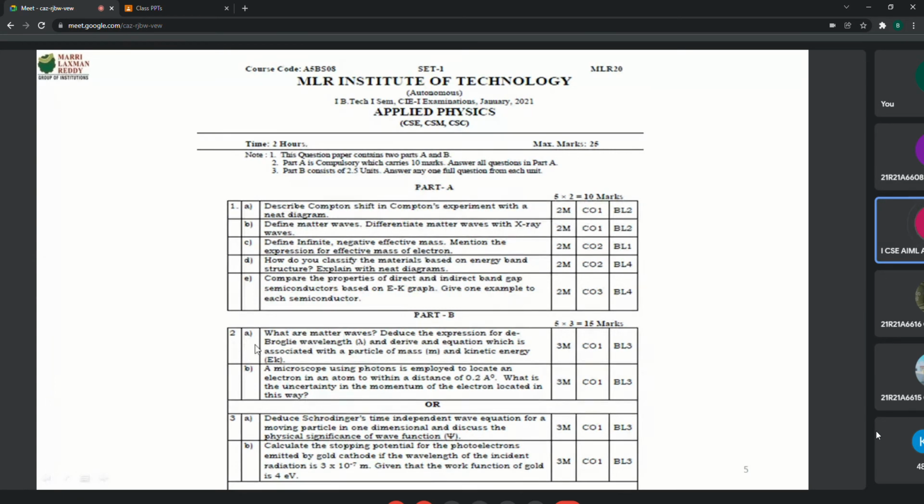If you are attempting 2AB, then you need not touch 3AB. If you are touching 3AB, then you need not write the answer for 2AB. Anyone has the internal choice from unit 1. Okay, so unit 1 is over.